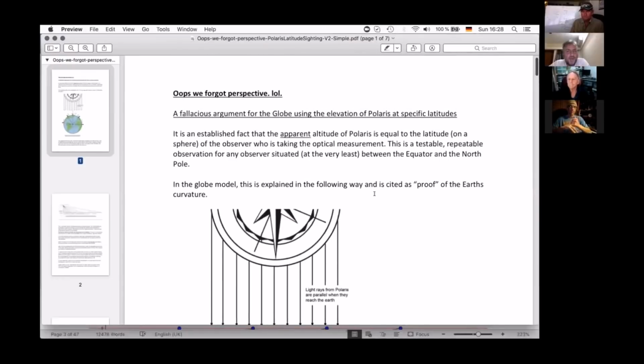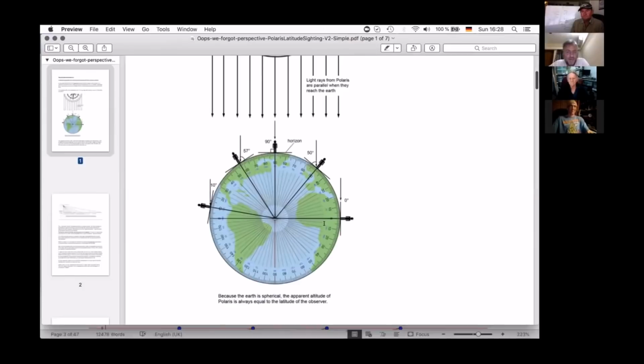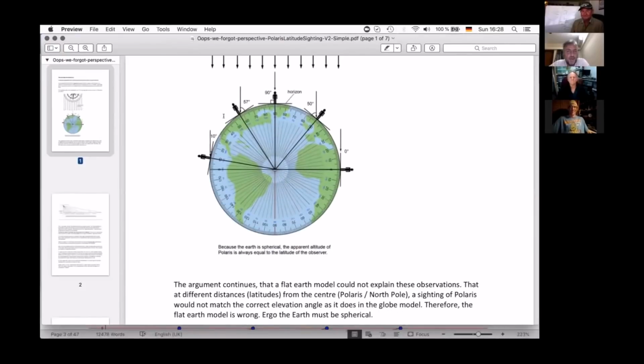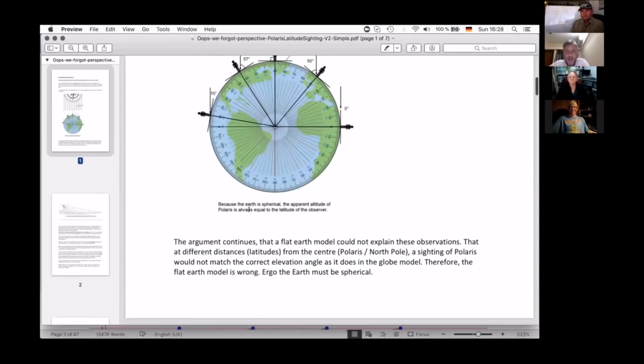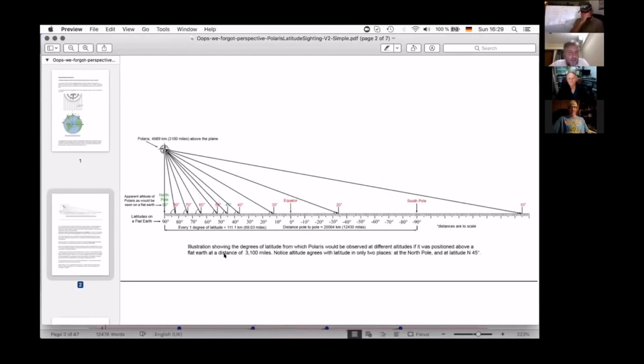One of the arguments that they always have is that a sighting of Polaris, whatever degrees Polaris is sighted at, is proof that we're on a sphere, because on a flat plane it apparently wouldn't work. So the globe argument is that the light rays come from Polaris. We are all on a globe, and if anybody takes a sighting, it will correspond exactly to your latitude on a sphere. You've heard that argument, right? Oh yeah. And the proof that it doesn't work on a flat plane is that they say it would only work at two specific points, namely if you're directly below Polaris or you're at 45 degrees. Everything else would all be wrong.